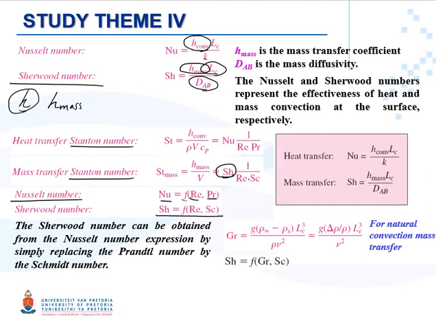For natural convection, mass transfer is the same. If we use the same kind of mentality, we can say that Sherwood number is a function of Grashof and Schmidt. If you remember, for natural convection heat transfer, Nusselt number was a function of Grashof and Prandtl. So of course with the same mentality we can say that for natural convection mass transfer, Sherwood will be a function of Grashof and Schmidt.